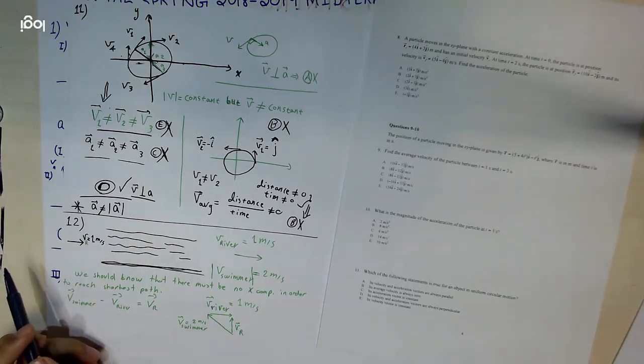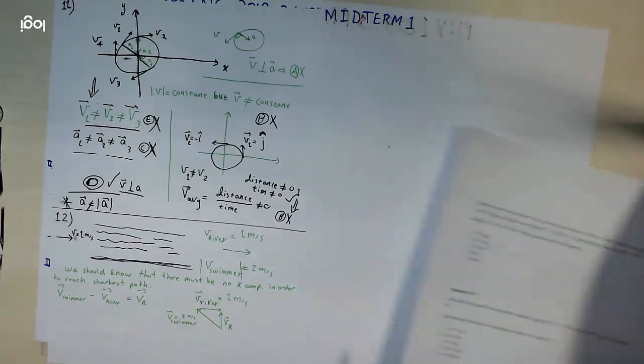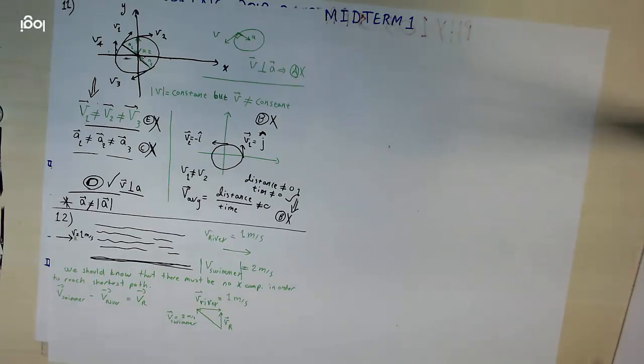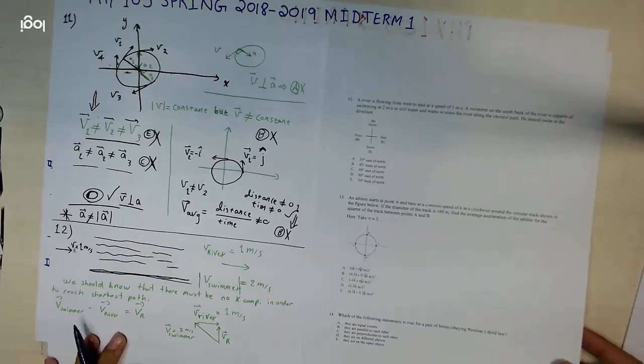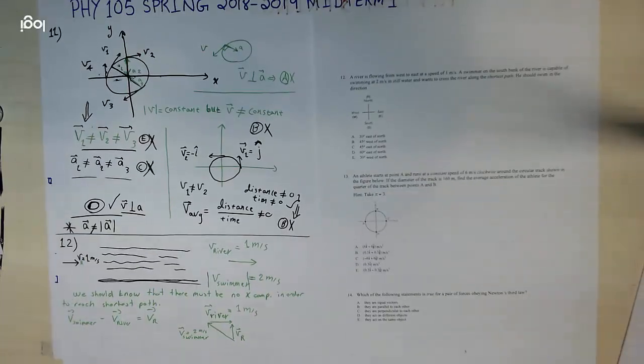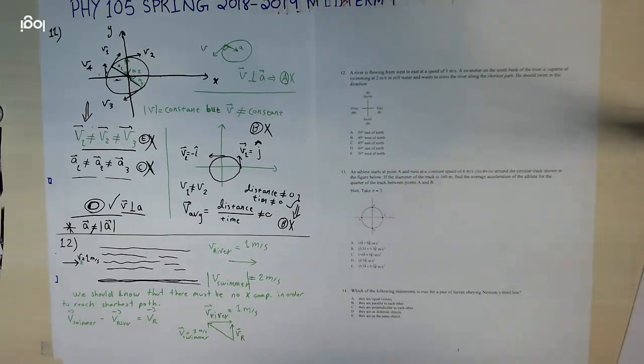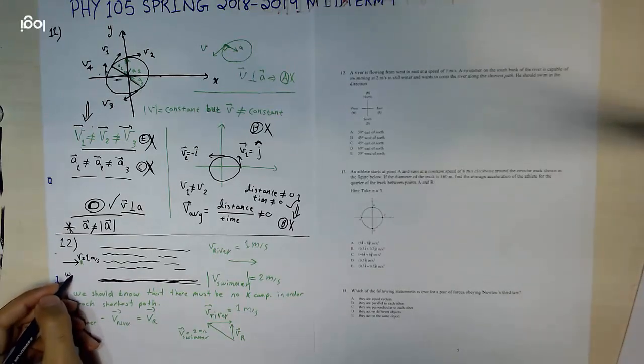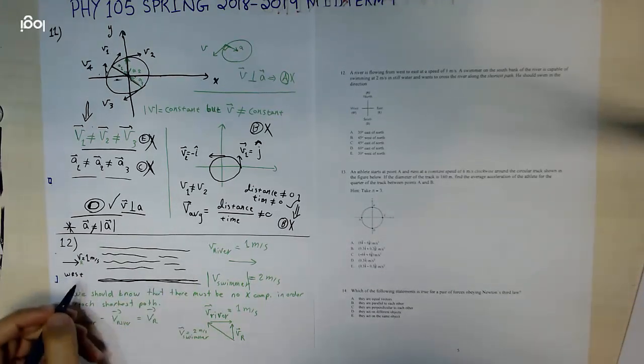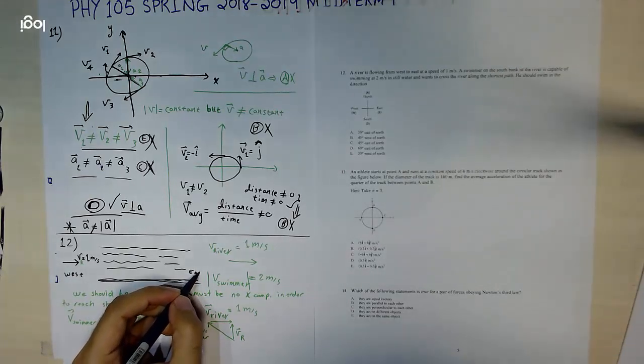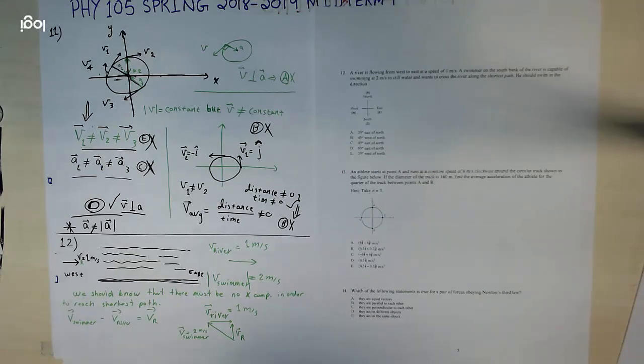Okay, let's continue with question 12, which tells us that a river is flowing from west to east, as we show here by the vector from west to east, at a speed of 1 meter per second. A swimmer on south bank of the river is capable of swimming at 2 meters per second in still water and wants to cross a river along the shortest path. He should swim in the direction.